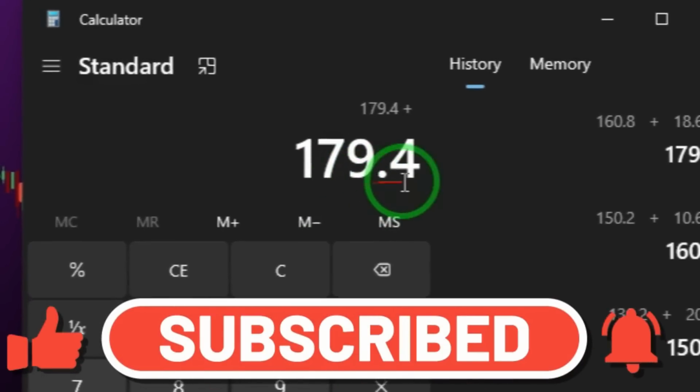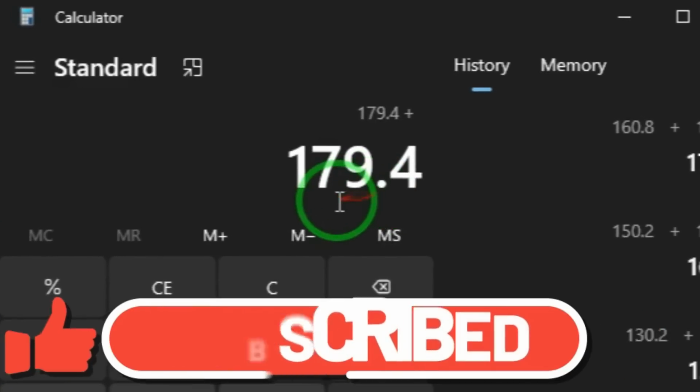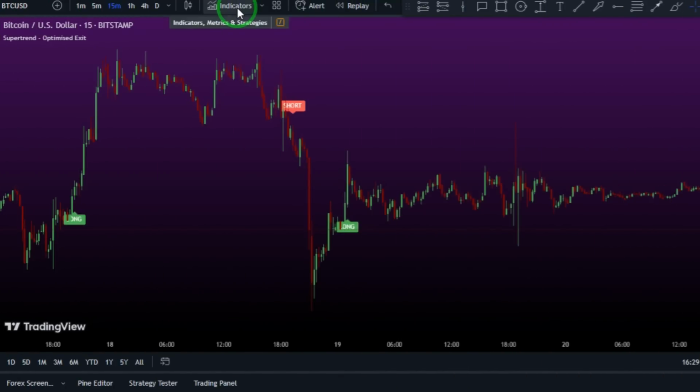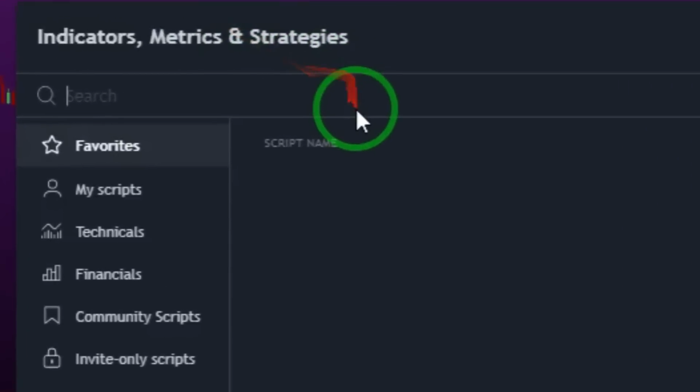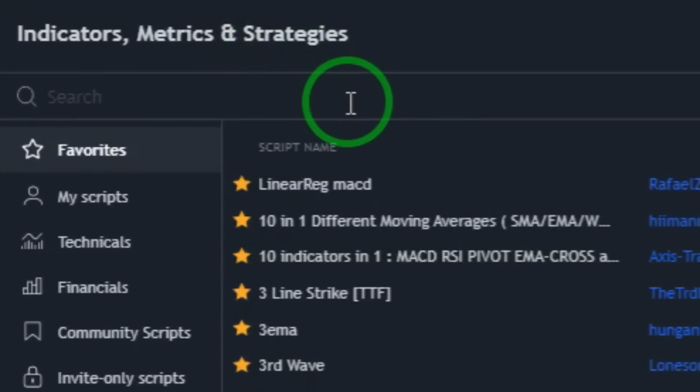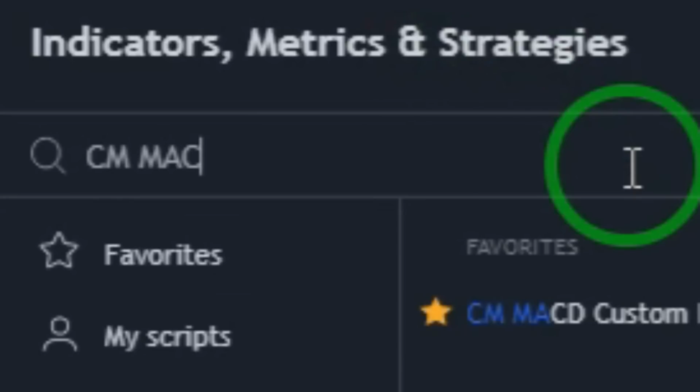But if we add 2 more indicators to the chart, we can even make more profit. So let's add the second indicator to the chart. The second indicator is the CMACD custom indicator. It helps us to spot signals that are less likely to work out.